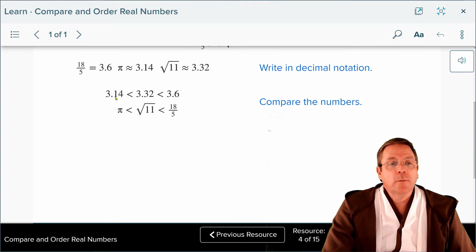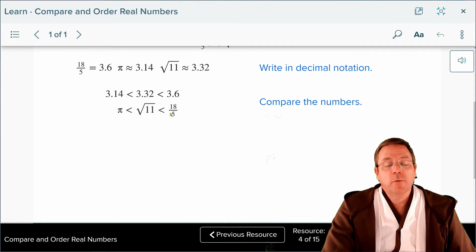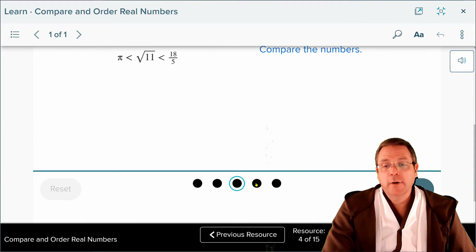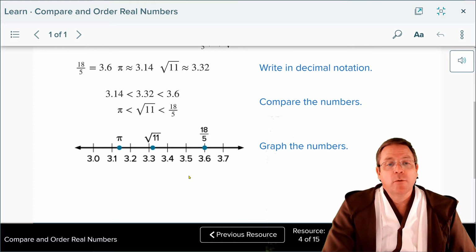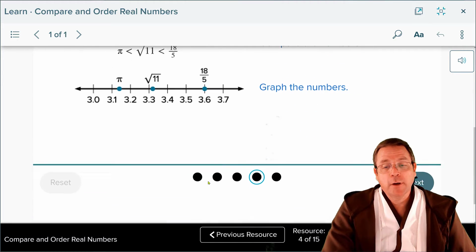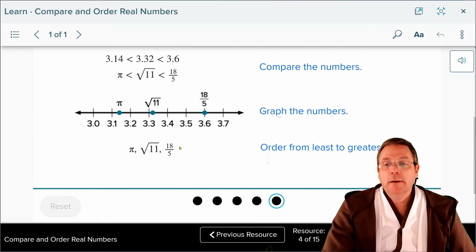From here they said, well, 3.14 is going to be less than 3.32, which is going to be less than 3.6. Therefore, pi is less than the square root of 11, which is less than 18/5. Easy math. If you were to put them on the number line, they're going to end up looking just like that. Very different locations on them, and compared from least to greatest, they're going to be pi, then the square root of 11, and then 18/5.